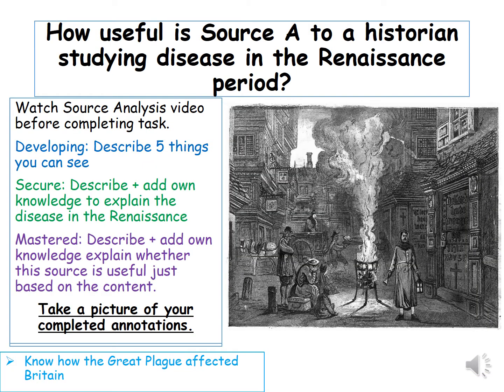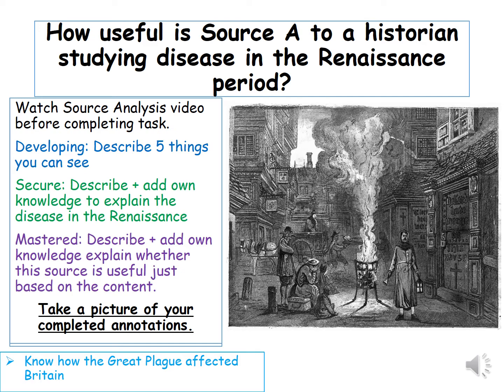Historians use sources to find out information about the past, but also to make judgments. One of the key things in your exam you're expected to do is to study sources and explain how they could be useful to a historian. Please watch the source analysis video before completing this first part of the task.